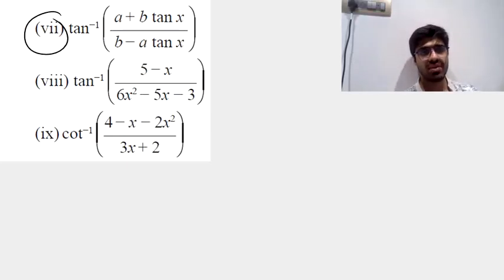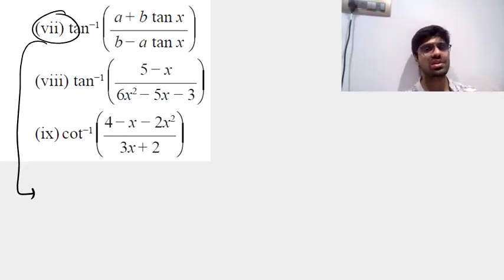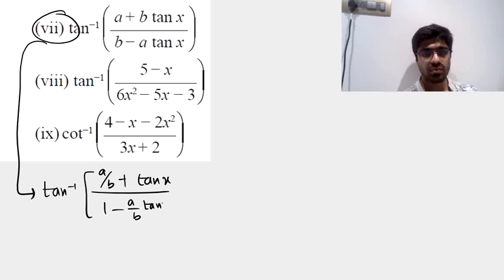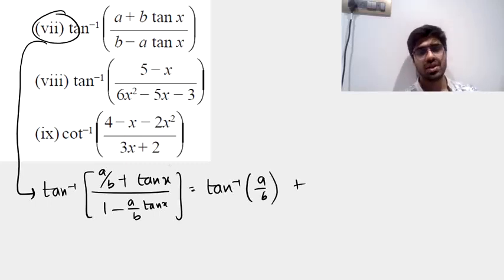Continue with the seventh one. These are the last three questions of this video. And what you had done in the previous question is something you need to repeat for this one. You need to bring a 1 here. So you need to divide the numerator and denominator with b. So numerator divided with b is going to give you a by b plus tan x divided by, you have 1 minus a by b into tan x. So this is going to be tan inverse of a by b plus tan inverse of tan x.